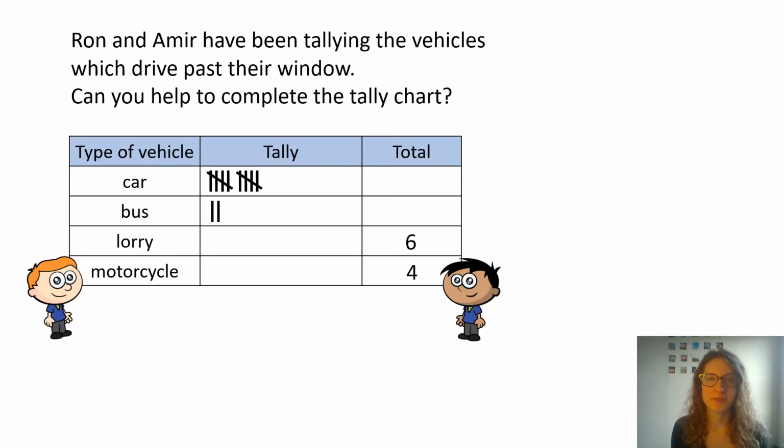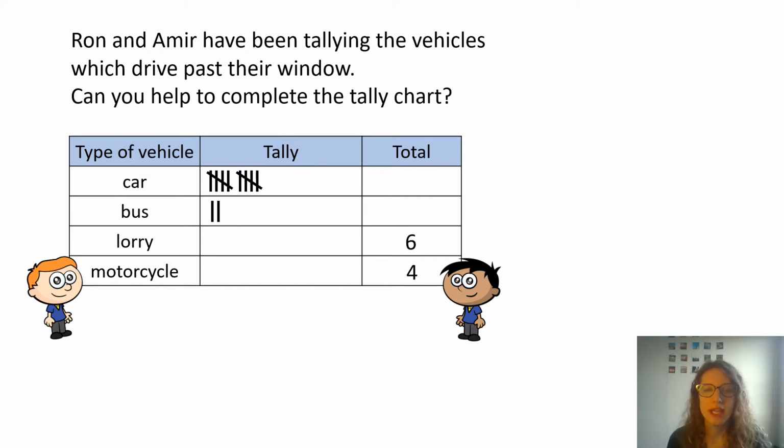Okay, Ron and Amar have been tallying the vehicles which drive past their window, a bit like we did yesterday. Can you help them complete the tally chart? So they have got some tallies here but are missing the totals, and then 2 totals but missing the tallies. So have a go. What would go in those empty squares? So pause and come back when you're ready.